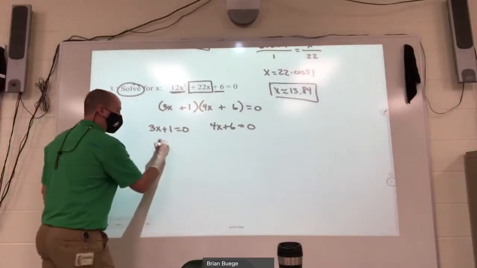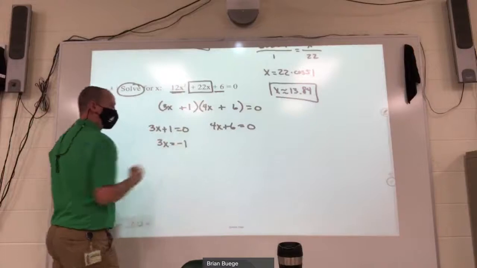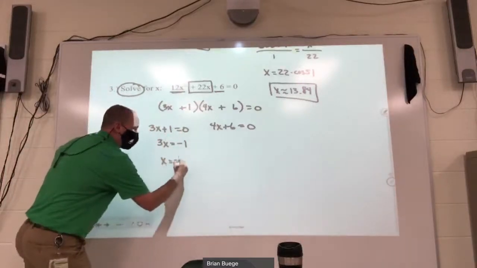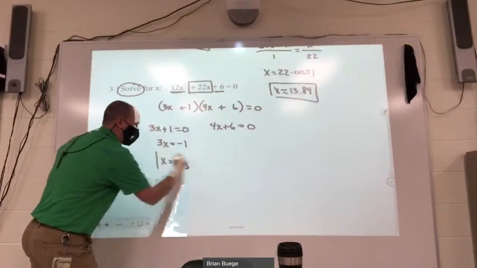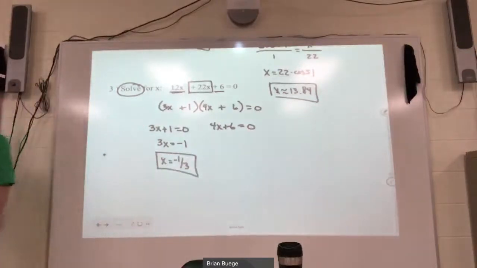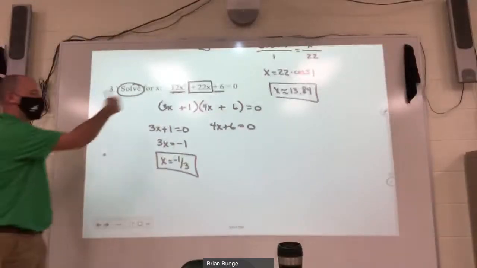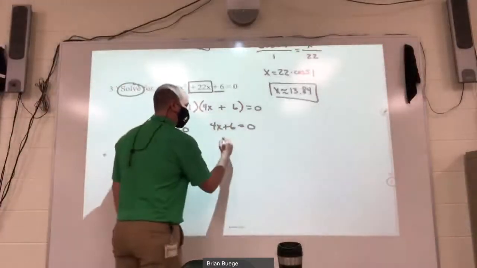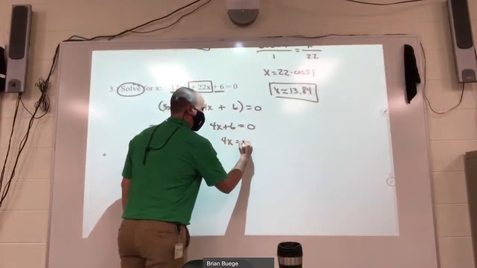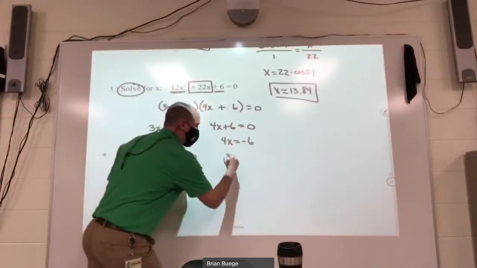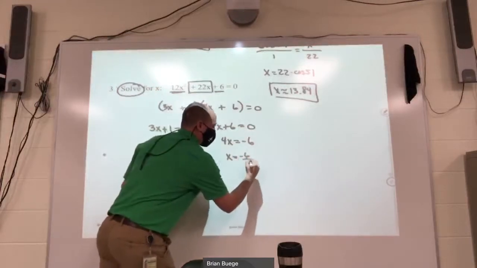First one, we subtract the 1 over. I get 3x equal to -1. Divide both sides by 3, and we find out that -1/3 is my first solution. There's my first answer that we have. Then we go to the other portion, subtract the 6 over. I get 4x equal to -6. Divide both sides by 4, and x equals -6/4.